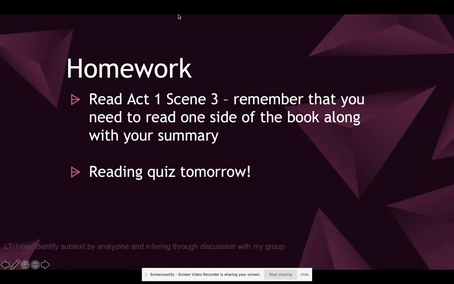Okay, so tonight you're going to read Act 1, Scene 3. I want to remind you that the best strategy is to read the summary and then to read either the graphic novel or one side of the book. And I know we said reading quiz today, but it's actually going to be on Monday because we want to get a little bit further into the play.